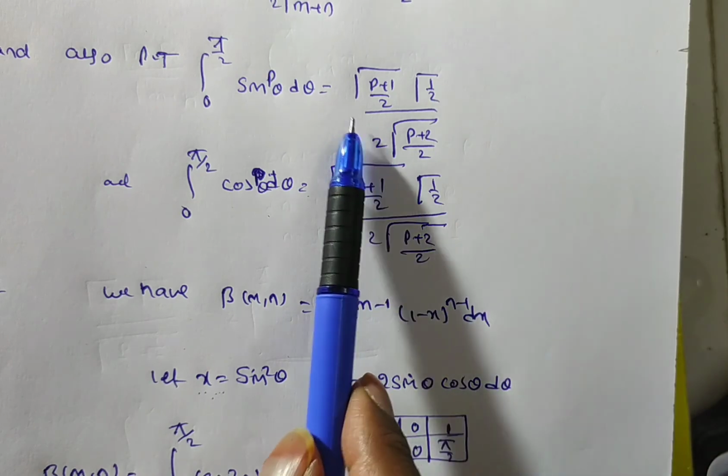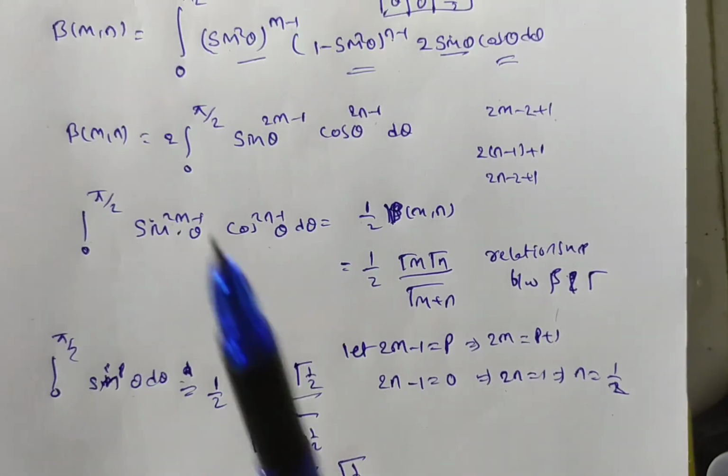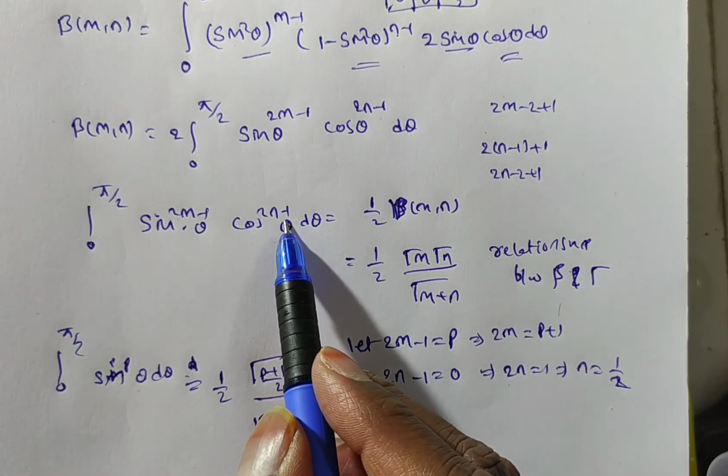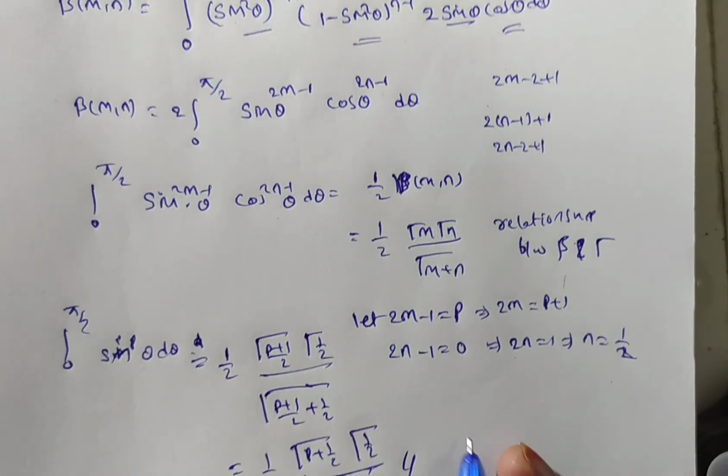Okay, now to get this one, what do you have to do? Same procedure. In this we have to substitute p in place of 2n minus 1, and in place of 2m minus 1 we have to substitute 0. Then you will get the same answer. Same answer you will have.